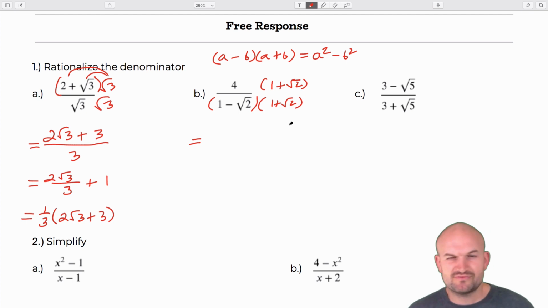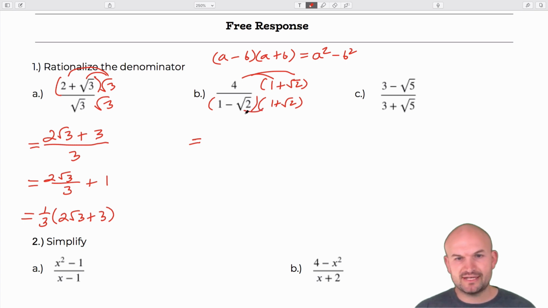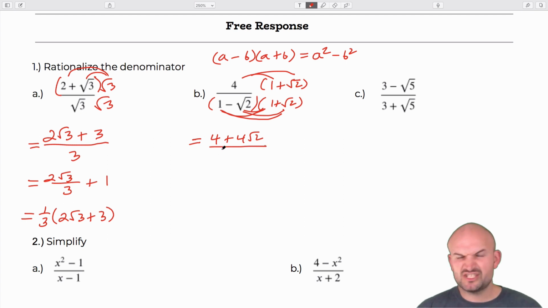And then for the next ones, because we're moving on, we'll just go through the simplified answer. The top here, I definitely need to distribute. And then here you could do what we call the FOIL, right? So up top here, I'm going to have 4 times 1 is 4, plus 4 times the square root of 2. All over, let's just expand everything.